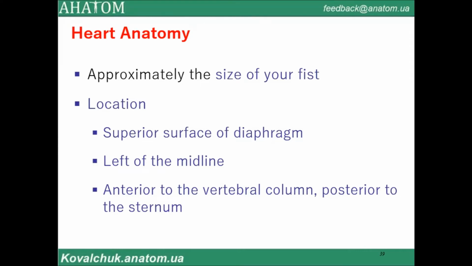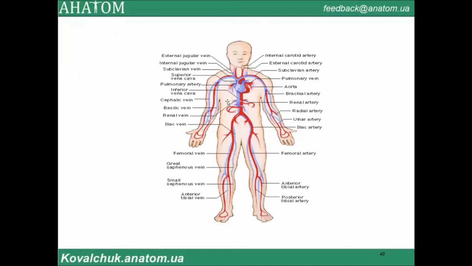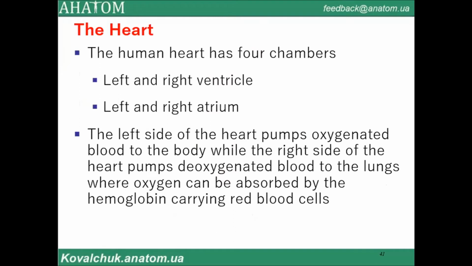The heart is located near the hand, in the chest. Location: superior surface of the diaphragm, left of the midline, anterior to the vertebral column, posterior to the sternum, in the middle part of the trunk. The heart has four chambers, right and left. The left side of the heart pumps oxygenated blood to the body, while the right side pumps deoxygenated blood to the lungs, where oxygen can be absorbed by the hemoglobin in red blood cells.